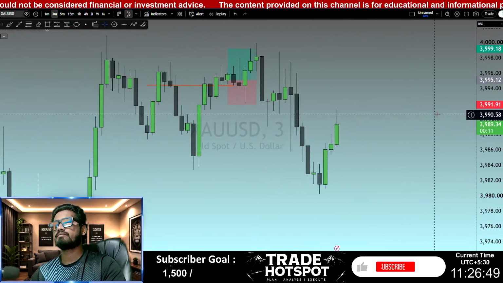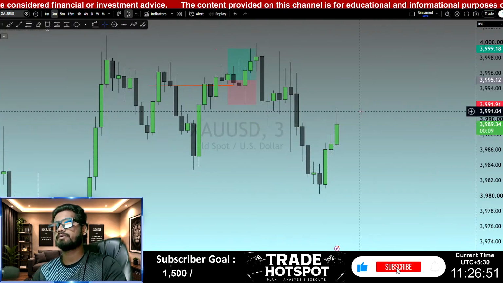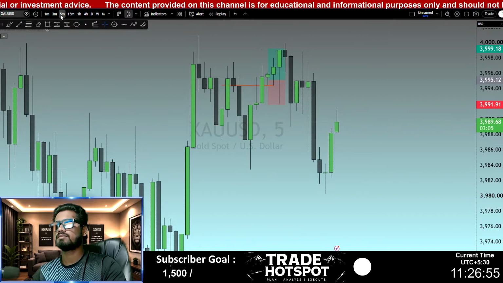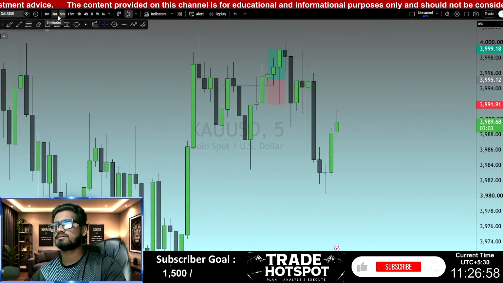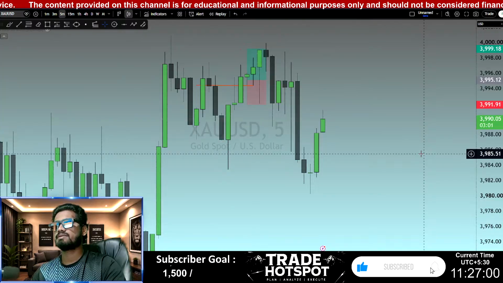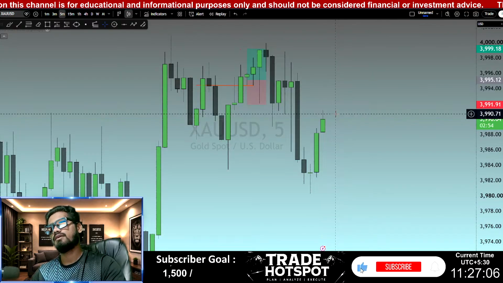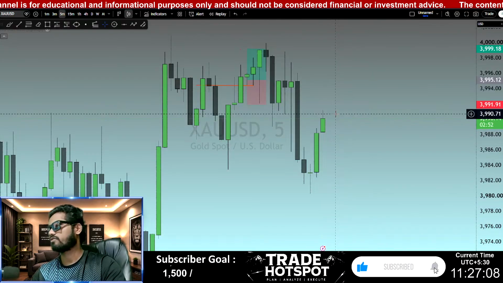We will take confirmation on 3 minute time frame here, guys, right? Or 5 minute time frame. Let's see. On 3 minute or 5 minute time frame we will take confirmation for liquidity sweep on this area, and after that we can make an entry for downside on this area.